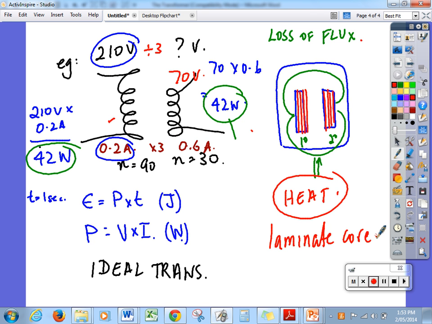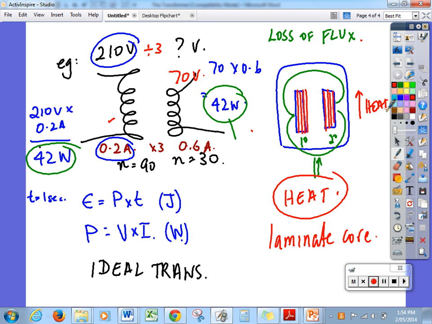However, in really, really large transformers, even though we laminate the core and do as much as possible to stop leakage, we still get heat generated. It will always happen. So this will actually always heat up. So we make sure that if we are using a transformer, it is in a position in the machine or in the device, in our TV or in our microwave, where it's not going to melt other things around it because it gets hot.